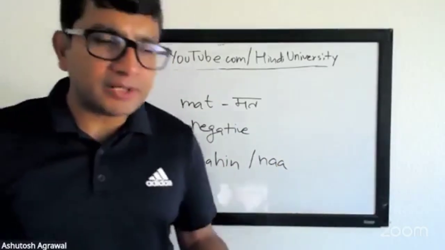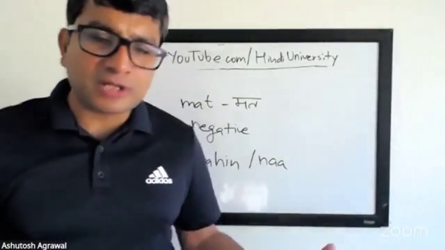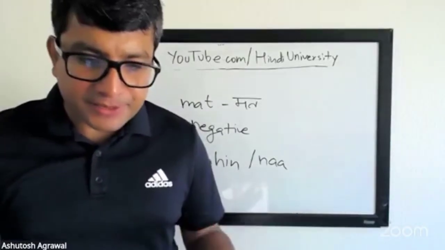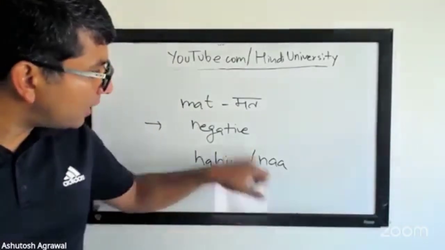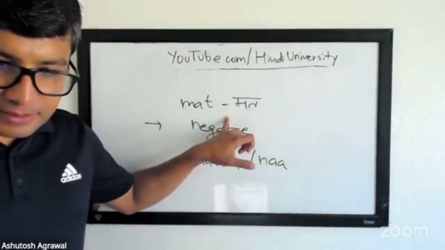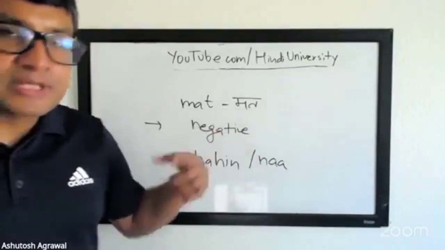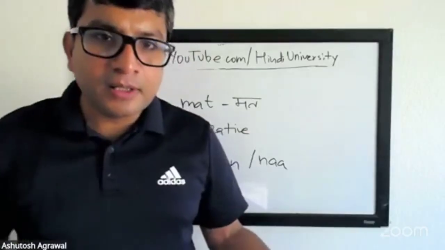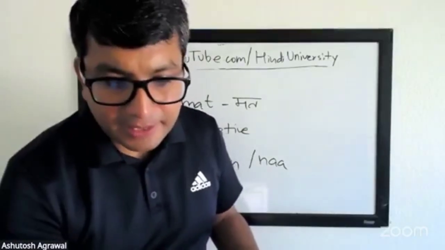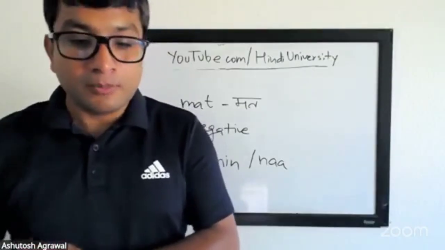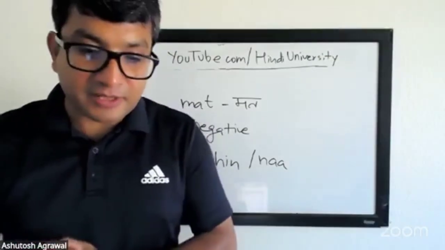In the imperative sentences, when you're giving instructions, commands or requests, when you want to make a negative sentence, you don't use nahi or na, you use mat. So really these are changing into mat. So same sentences that we did, if you were to practice it in negative, you know, mat ja, mat jao, mat jaiye or mat jaiyega.